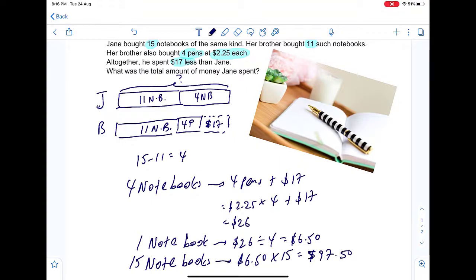$97.50. Well, that's quite a lot of money spent just for notebooks. So the final answer is $97.50.